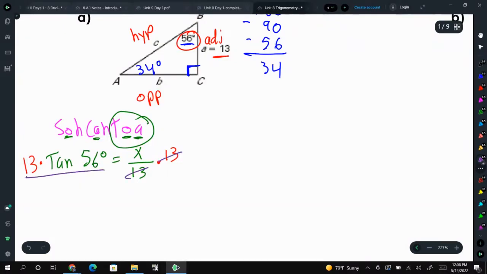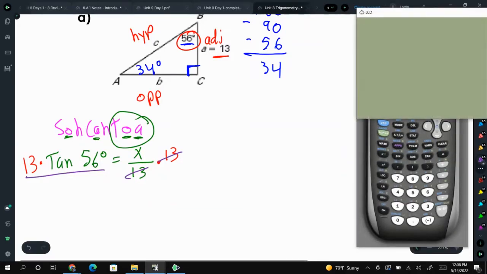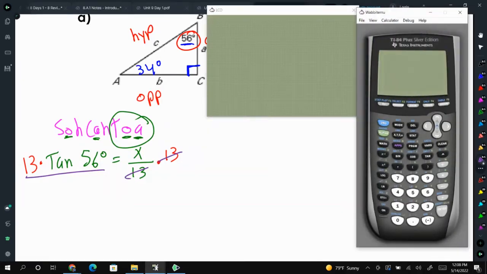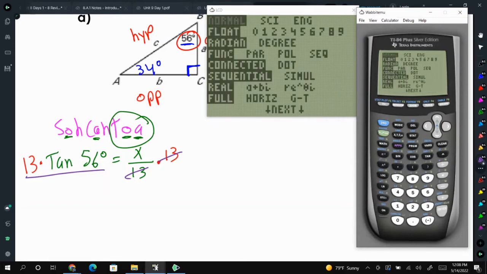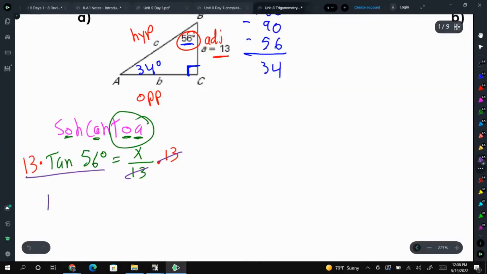So this side, we're going to type that into the calculator. We want to make sure our calculator is in degree mode. So mode, mine's in radians, so I'm going to go and change it to degrees. So now I'm going to do 13 times the tangent of 56, and I get 19.27. So side B is 19.27.